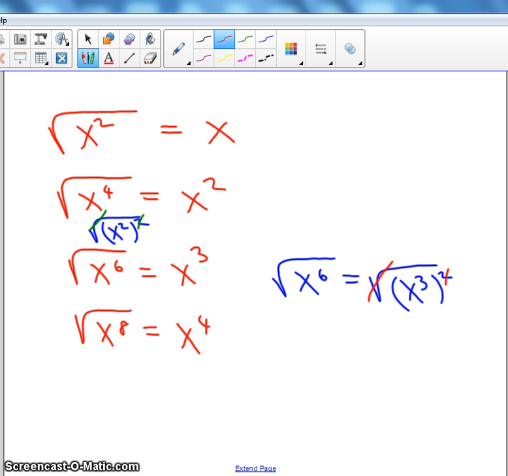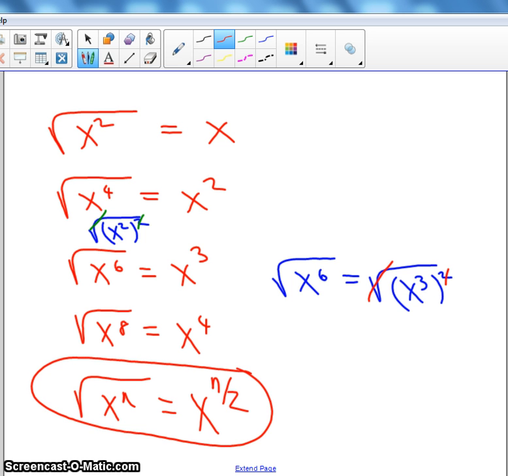x to the third. So in general, if I have the square root of x to the n power, it will be x to the power of n divided by 2. This is a general rule you want to know how to do.